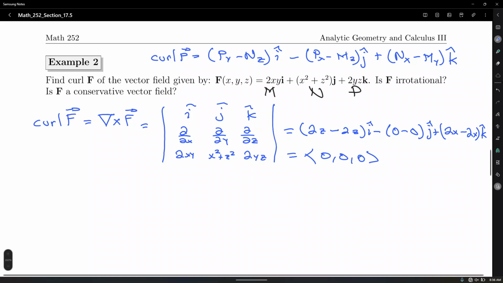Let's talk about this result. Is F irrotational? Yes, because there's no rotation. I mean, there is, but it's 0, right? So there is rotation in all directions. So that might be an expanding or contracting vector, I don't know. Now, here is the thing. There's something I would like you to see. We got zeros for this, right?